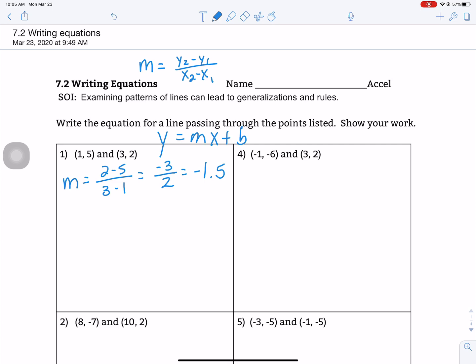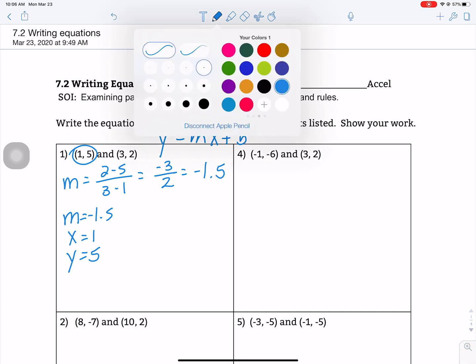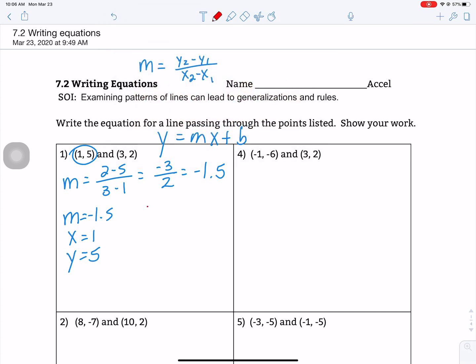Then I'm going to pick my favorite of the 2 points. They tend to not have negative numbers. They tend to be small numbers. I like zeros. Both of these points work, so I'm just going to pick this first point. So I know my m equals negative 1.5, x equals 1, y equals 5. And now I'm going to put all this into y equals mx plus b.